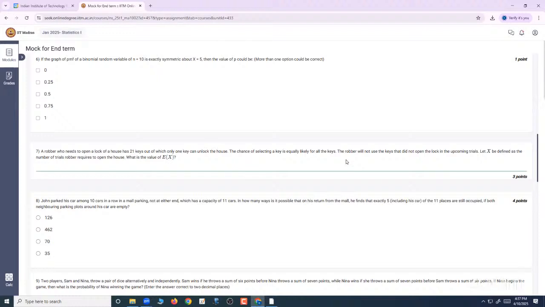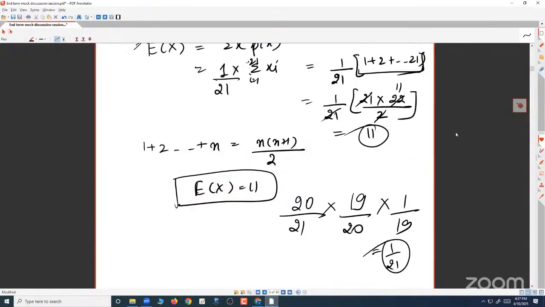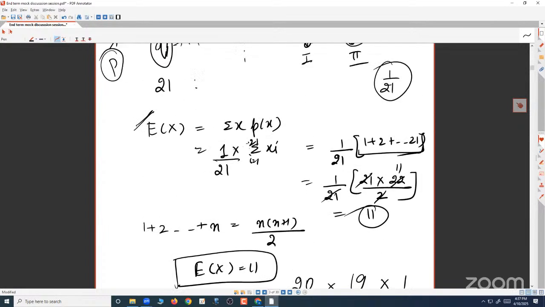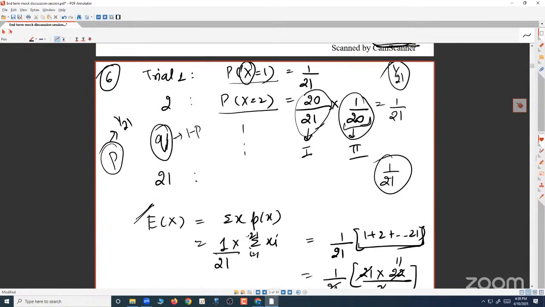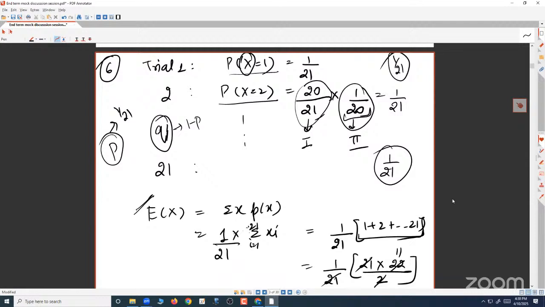Madam, can you go to that annotations? I have understood the concept, but I have some doubts here. Can you scroll down, madam? Here, for example, X is equal to 2. 20 divided by 21 means you are telling 20 times tried. Is the probability 20 by 21 a success or failure, madam? This one is a failure. Then the second one, 1 by 20, is a success.